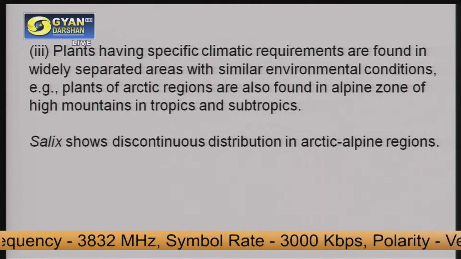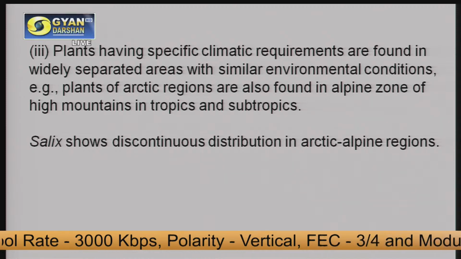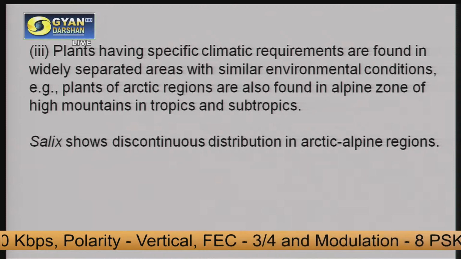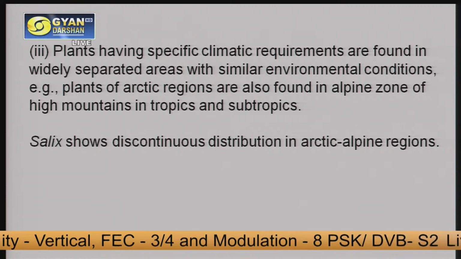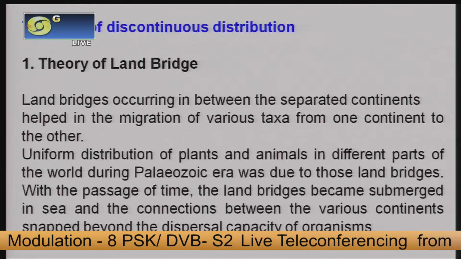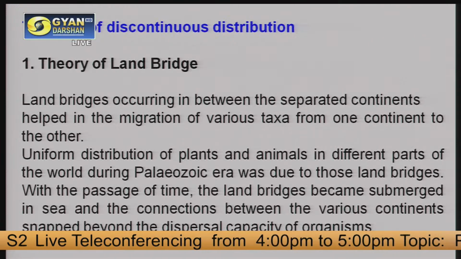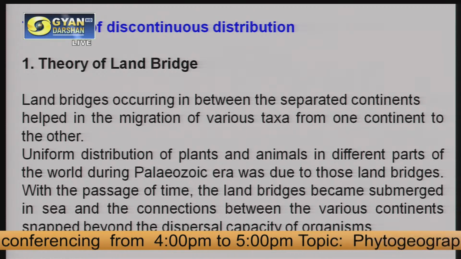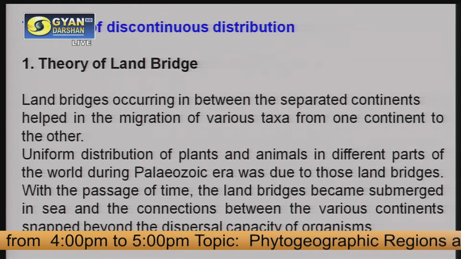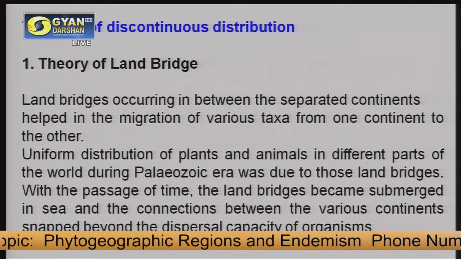Plants having specific climatic requirements are found in widely separated areas with similar environmental conditions. Example, plants of the Arctic region are also found in the alpine zone of high mountains in tropics and subtropics. Now, for explaining the discontinuous distribution, you have two theories, theory of land bridge and theory of continental drift. We will quickly see these two theories.